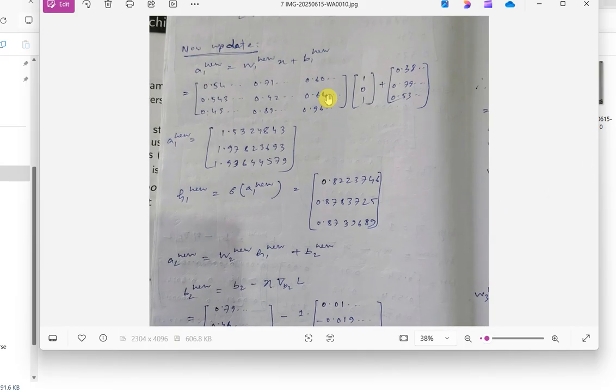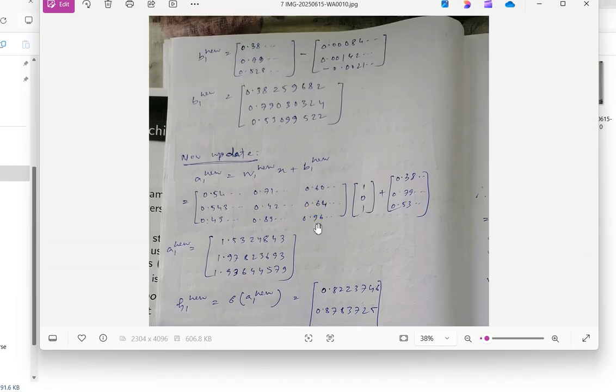And then the next thing, we need to calculate B1 new, the new first bias term, which will be nothing but B1 minus eta, which is 1, times gradient of loss with respect to B1. We have already calculated this one, this is given, and eta is 1, so we will get one column vector, which is our new first bias term.